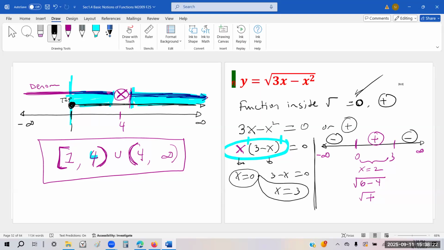That means the only numbers that you're allowed to use in this function are in which interval? 0 to 3. So the domain starts from 0 and goes to 3. How about their ending, their boundary? Parentheses or bracket? Bracket, because we can use them. We can use x equals 0 and we can use x equals 3. We are allowed to use them. So that's the domain for this question.